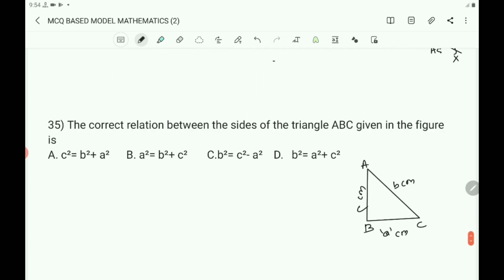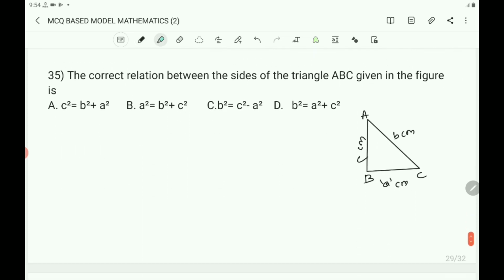Next you take the question number 35. What is that question? The correct relation between the sides of the triangle ABC given in the figure is... Here first you observe the figure, then you can make out the answer directly. You know that it is a right angle triangle.